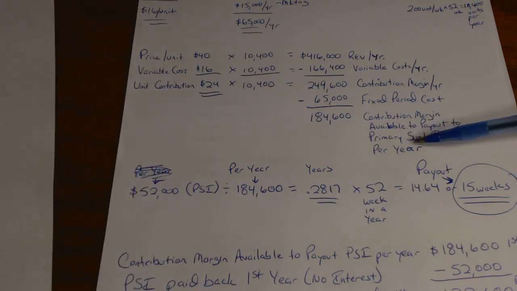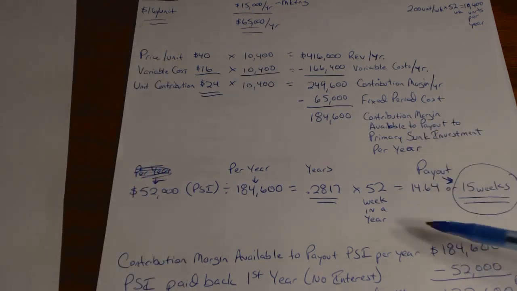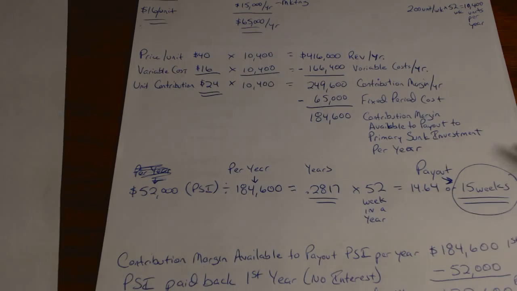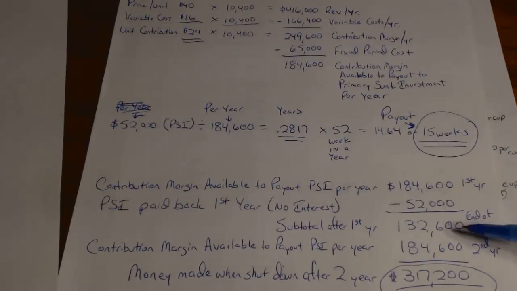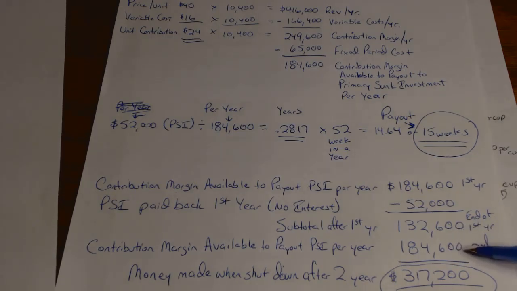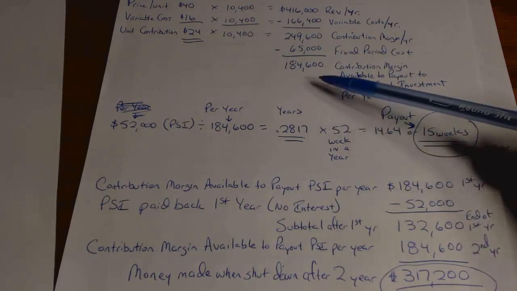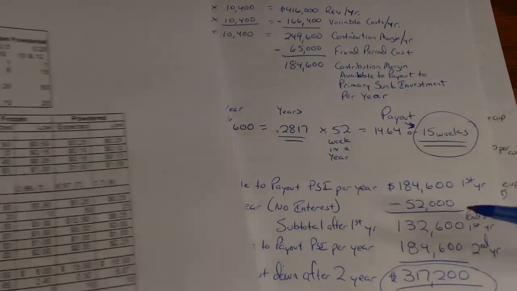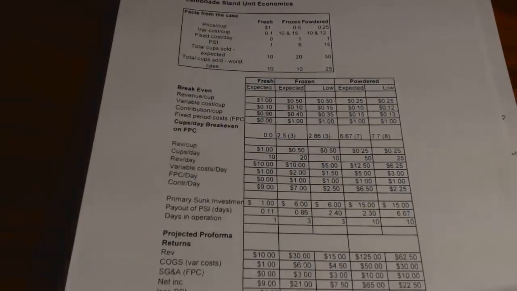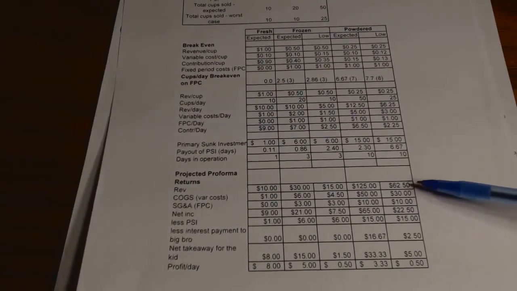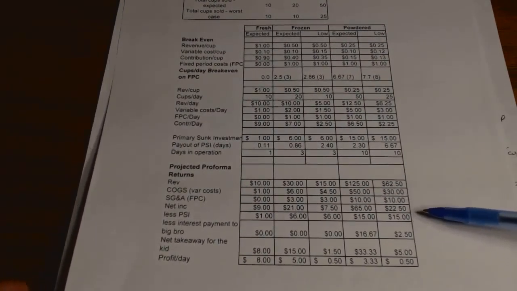Okay, from that you subtract your primary sunk investment, which was 52,000 in this case. Now they asked you, it would be 132,600, but they asked you how much you'd have after 2 years. Well, for the second year, you don't have to pay off the primary sunk investment, so you add the whole 184,600 to get this.